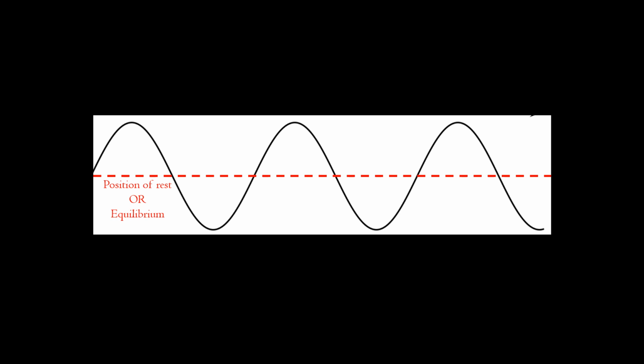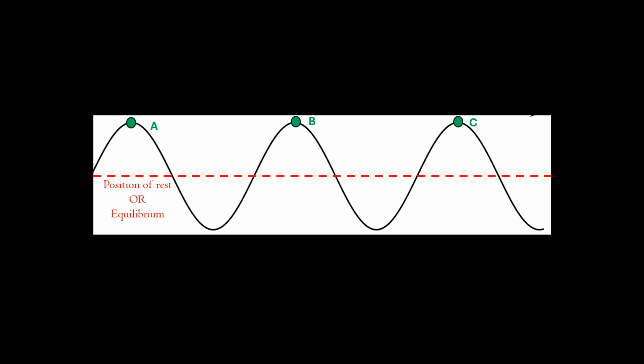If the red dotted line represents the equilibrium, we can all agree that the following points A, B, and C are the highest points on this wave. These highest points have a name. Can you guess what they are called? They are referred to as the crests of a transverse wave.